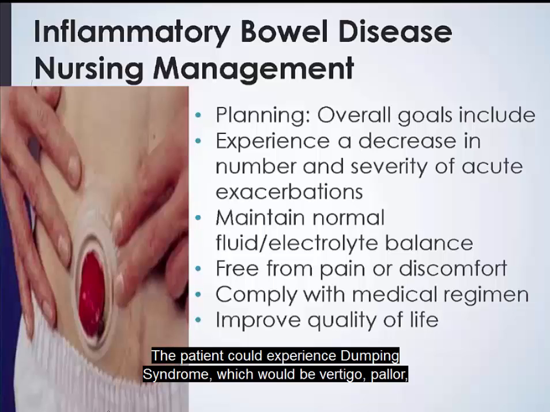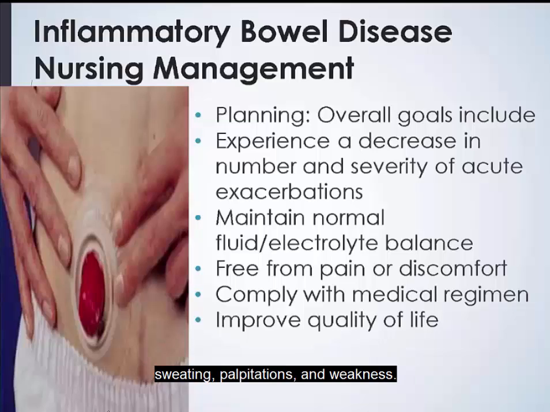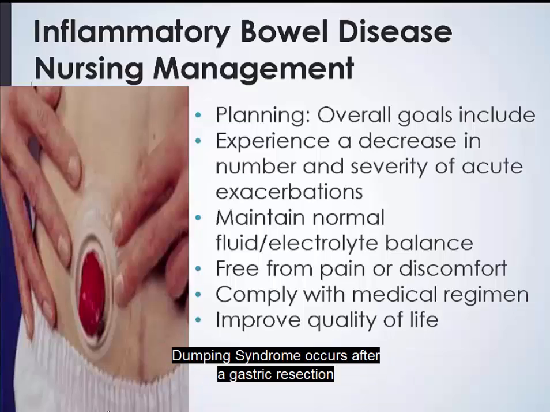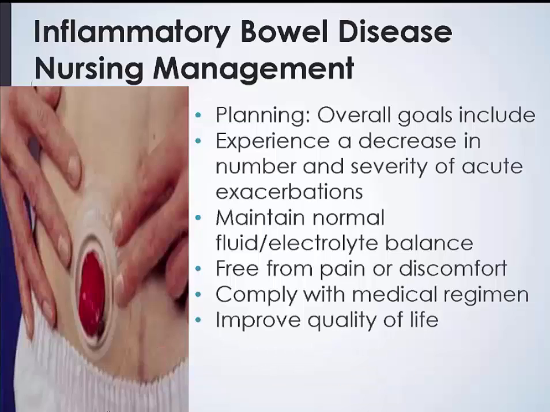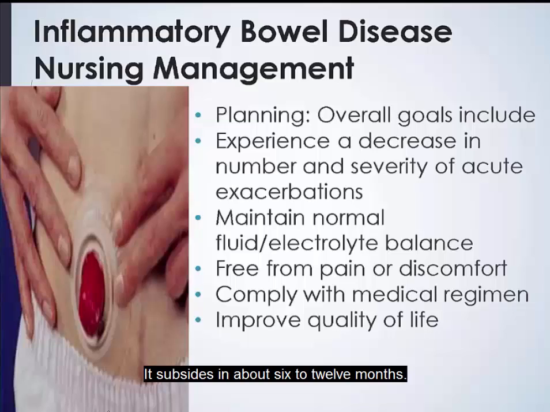The patient could experience dumping syndrome, which would be vertigo, pallor, sweating, palpitations, and weakness. Dumping syndrome occurs after a gastric resection because ingested food rapidly enters the jejunum without proper mixing and without normal duodenal processing. It subsides in about 6 to 12 months.